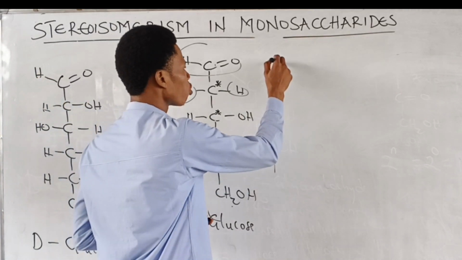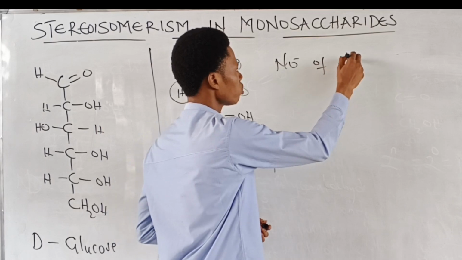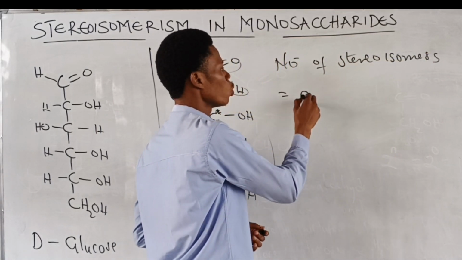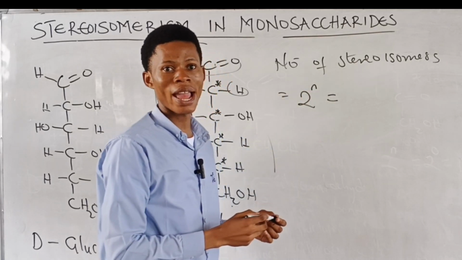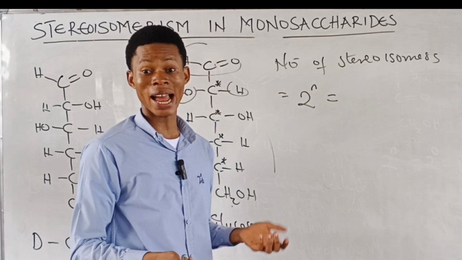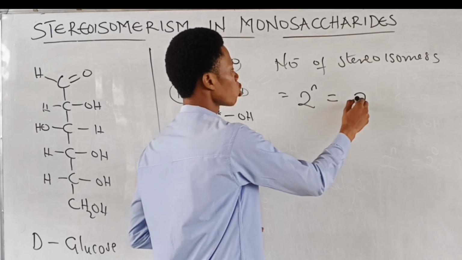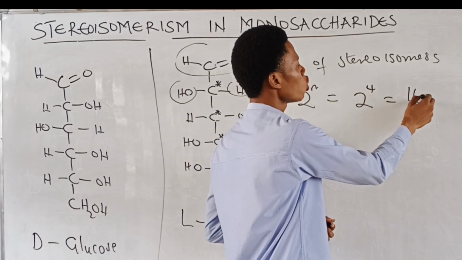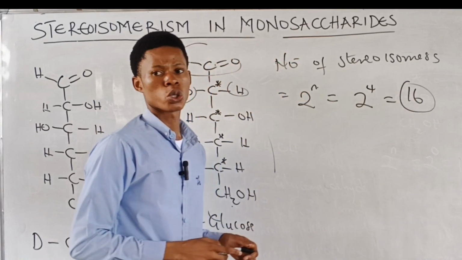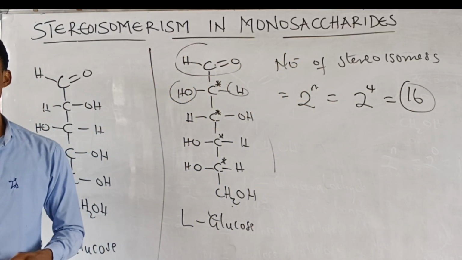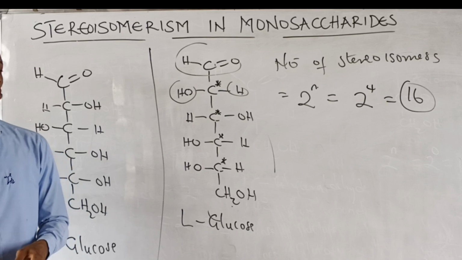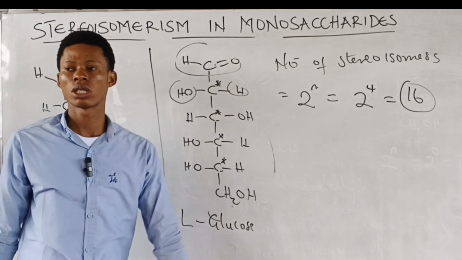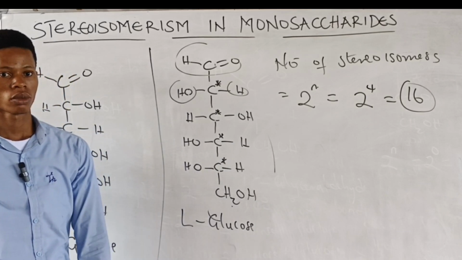And therefore, the number of stereoisomers will be what? The formula is what? 2 raised to the power what? N, where N represents the number of what? Chiral carbon, right? So 2 raised to the power N is what here? So you notice that for glucose, we have a total of 16 stereoisomers. We'll just be changing the position of the OH. That's that.